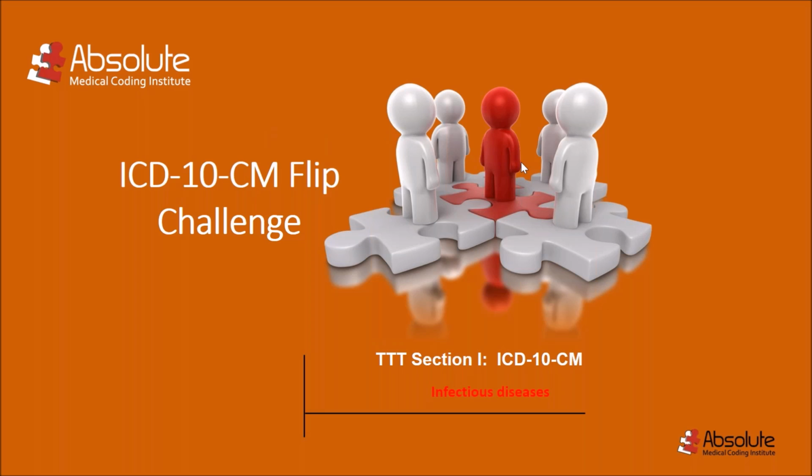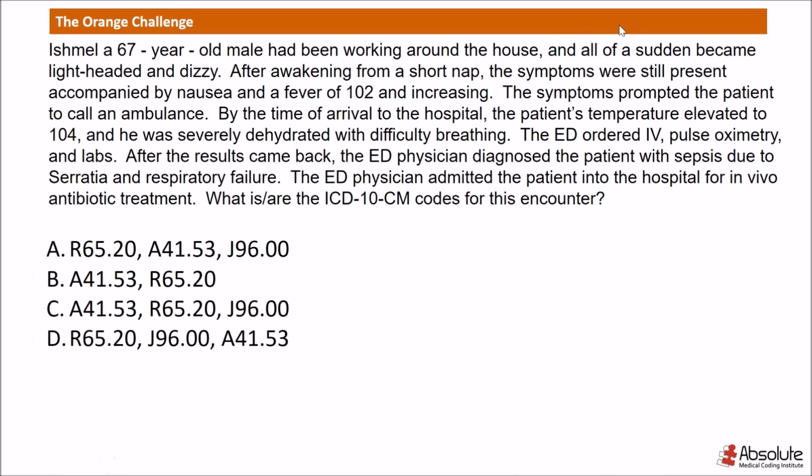So we're going to do a challenge. So let me start. Your answer choices are A, R65.20, A41.53, and J96.00. For B, you have A41.53, R65.20. C, you have A41.53, R65.20, and J96.00. And D, you have R65.20, J96.00, and A41.53.